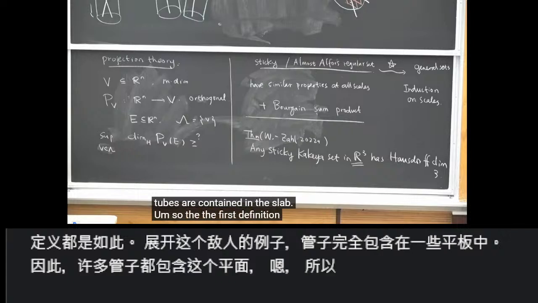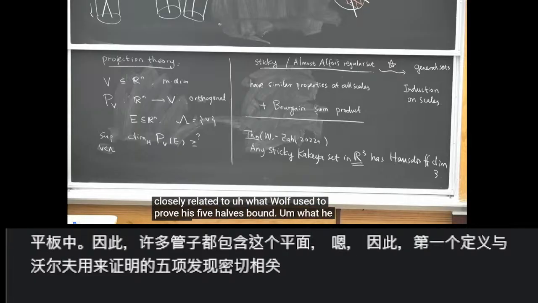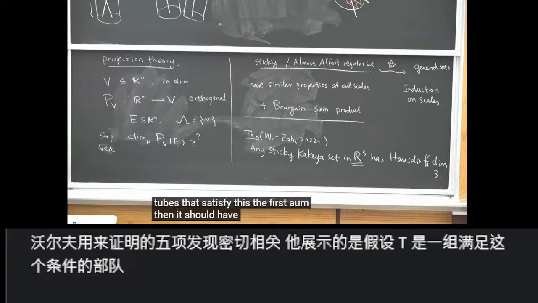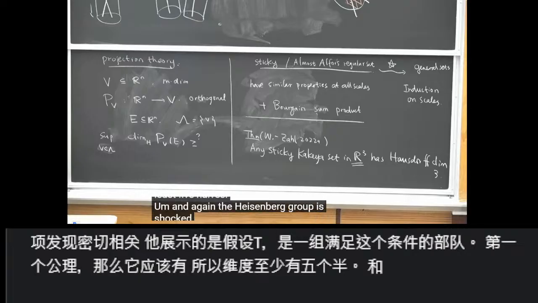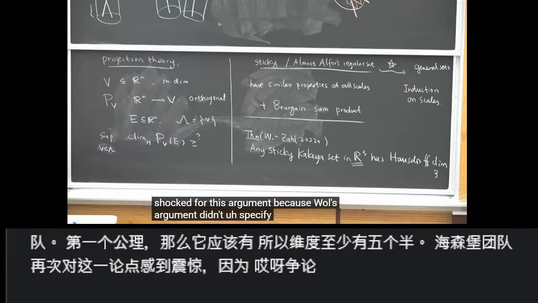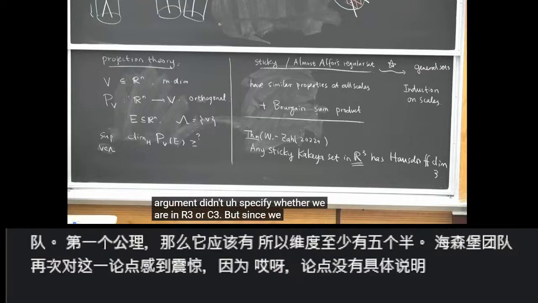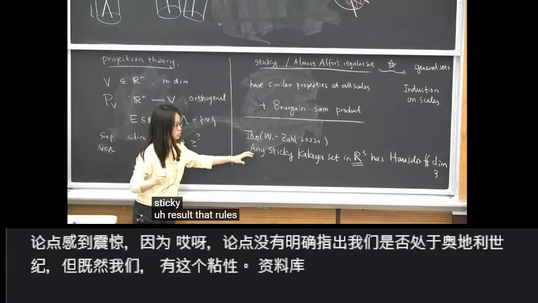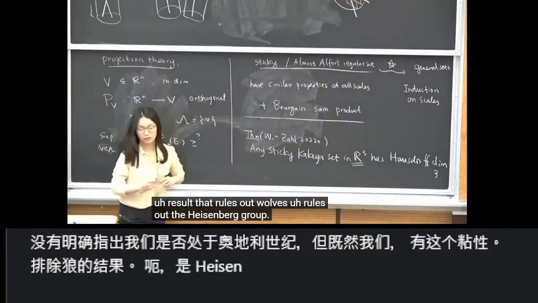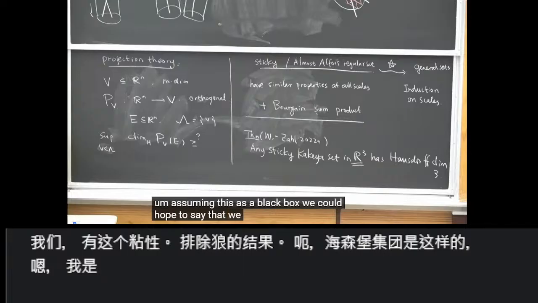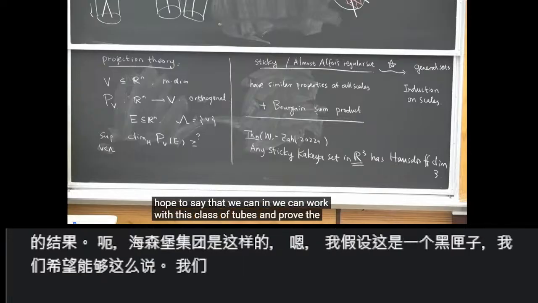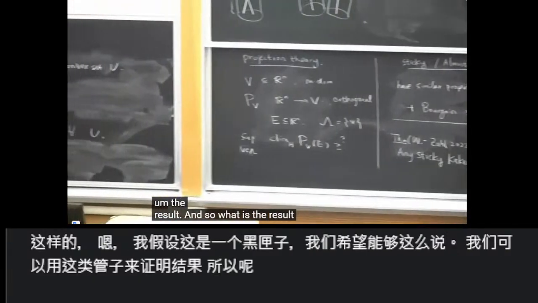So the first definition is closely related to what Wolff used to prove his 5 halves bound. What he showed is that if T is a set of tubes that satisfies the first axiom, then it should have dimension at least 5 halves. And again, the Heisenberg group is sharp for this argument because Wolff's argument didn't specify whether we are in R3 or C3. But since we have this sticky result that rules out the Heisenberg group, assuming this as a black box, we could hope to work with this class of tubes and prove the result. And so what is the result that we proved?